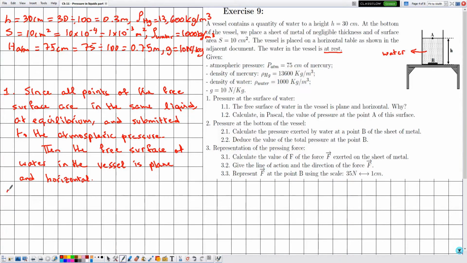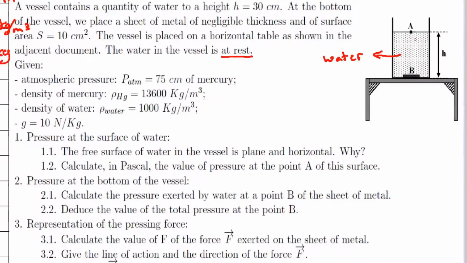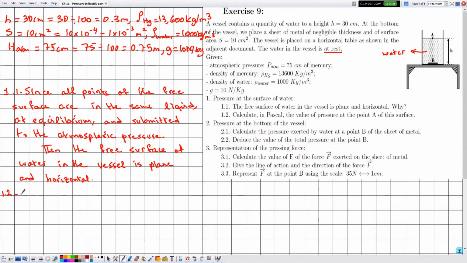And now in number 2, so this is 1.1 and this is 1.2. Calculate in Pascal the value of the pressure at the point A of the surface. Whenever we are interested in determining the pressure, we consider the point and we look upward. Considering the point A and looking upward, we notice that the point A is submitted to the atmospheric pressure. Then let's say A is submitted to the atmospheric pressure because they didn't mention otherwise in 1.2, so this statement is important.